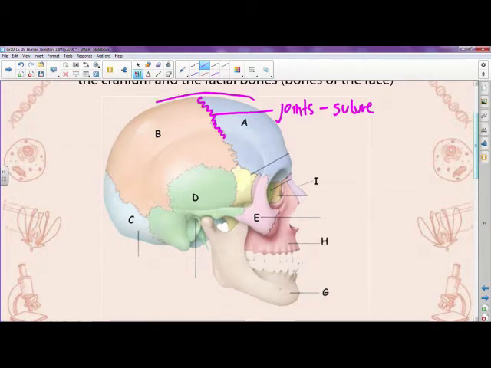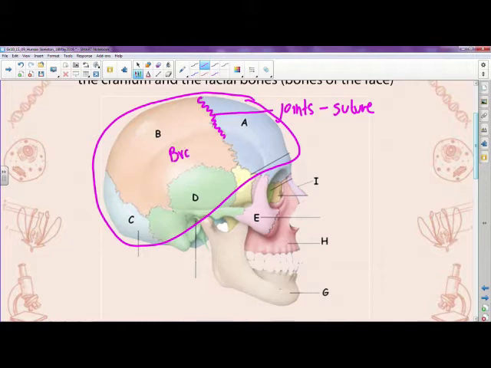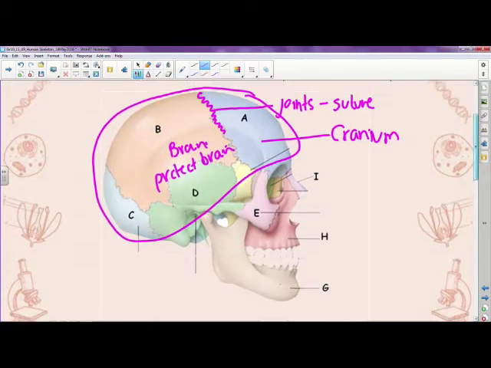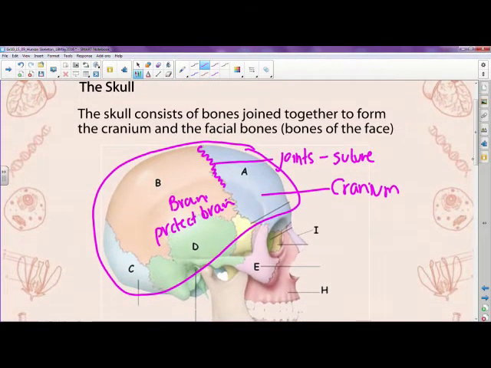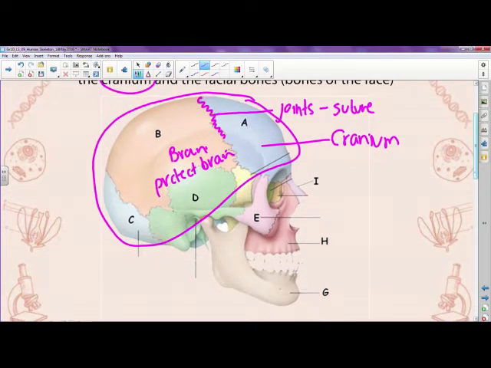Now, a concept I want to clarify with you is the following. These parts over here, labeled A, B, C, D, inside there we're going to find the brain, and that is what they're going to do. They're going to protect the brain. Those bones make up the cranium. So when we look at the skull, it's almost made up of two parts. It's the cranium, which is going to protect the brain.